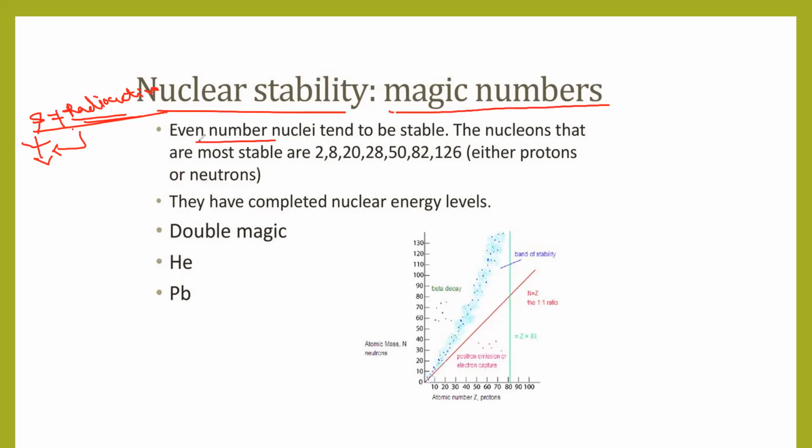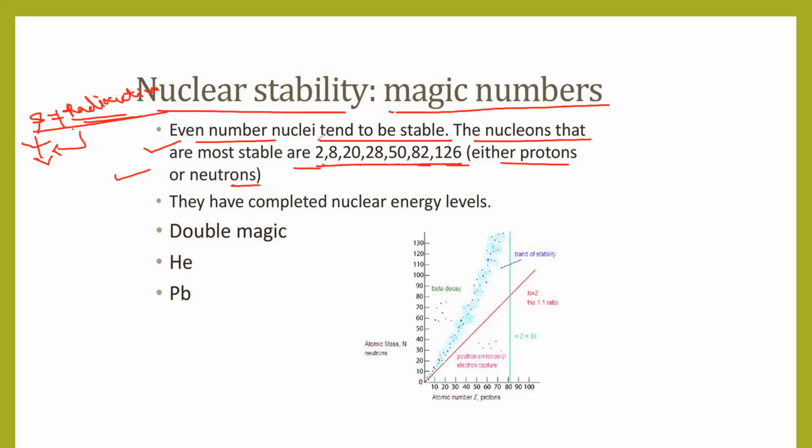Magic numbers means even-number nuclei tend to be stable. If the nucleons inside the nucleus are an even number, then it will be stable. The nuclei that are most stable are those with 2, 8, 20, 28, 50, 82, 126, either protons or neutrons. If the number of protons or neutrons is 2, 8, 20, 28, 50, 82, 126, then those nuclei are very stable. So these numbers are known as magic numbers.